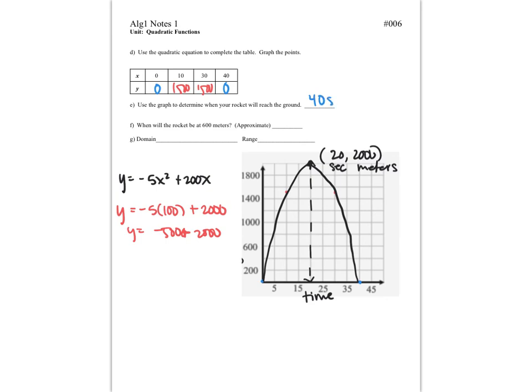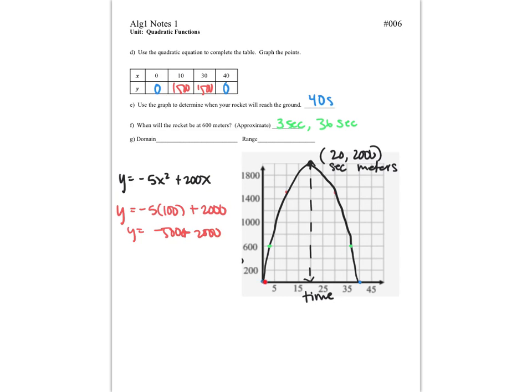Next, it asks, when will the rocket be at a height of approximately 600 meters? So I'm going to go on here to 600. So I've got a point here at 600, so maybe that's 3 seconds. It's hard to say for sure, but it's somewhere between 0 and 5. And then it reaches 600 again, sometime between 35 and 40. Maybe that's 36 seconds. And again, it just said to approximate.